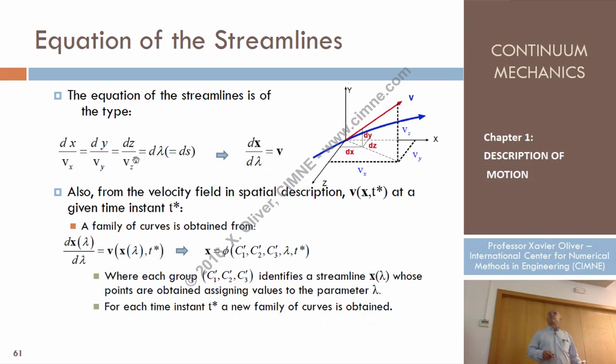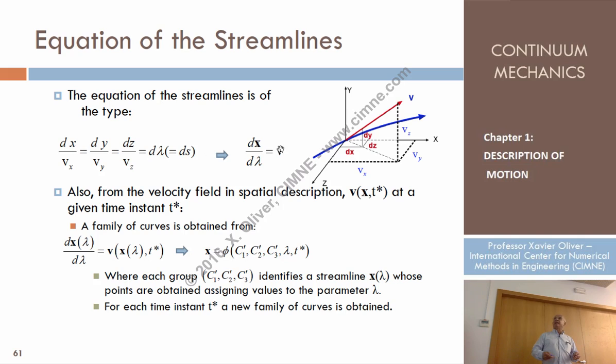Mathematically, how do we obtain the streamlines? Well, it can be proven that the tangent vector to the streamline, which has the components dx, dy, dz, and the velocity, having the components bx, by, bz, have to be parallel. Since they are tangent, the tangent vector and the velocity are parallel vectors. So if they are parallel vectors, the components are proportional, all with the same constant of proportionality. If we call this constant of proportionality differential of lambda, these three equations can be written in that way.